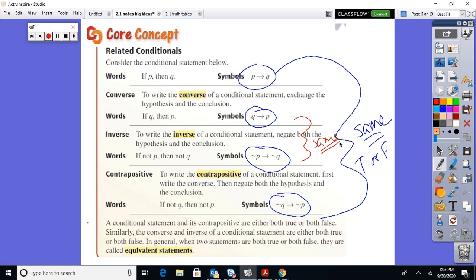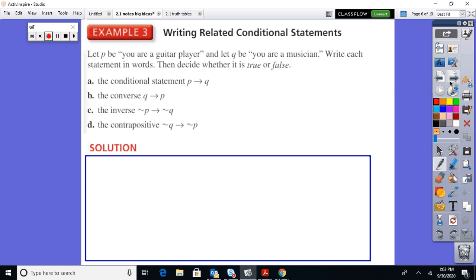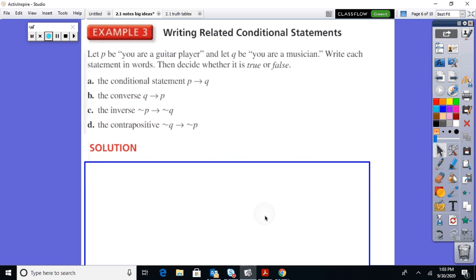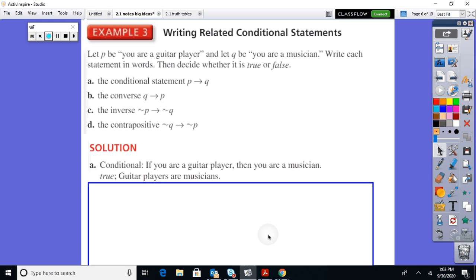All right, so let's analyze what this means. Here we go. Let P be you are a guitar player and Q be you are a musician. So we want to put that as an if-then statement, the conditional statement, and then do these 3 things to it. So first, take guitar player, musician. So if you are a guitar player, then you are a musician. That is a true statement.